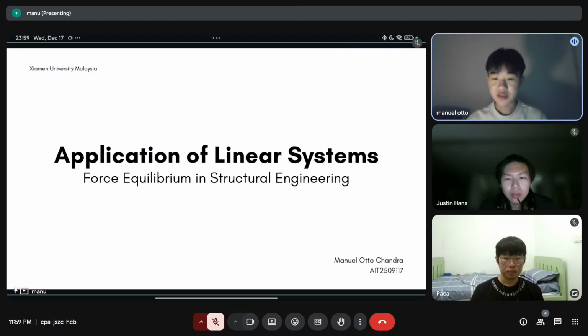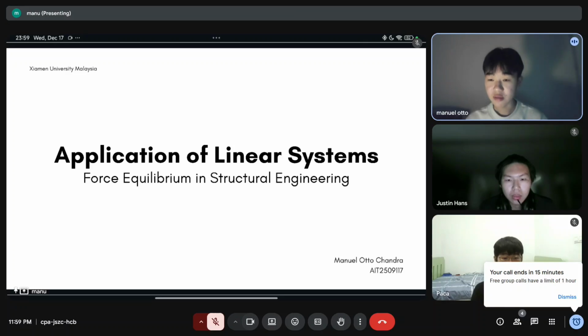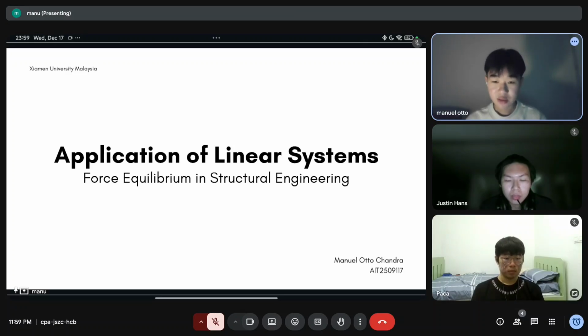Okay, so for the first application, I'll talk about force equilibrium in structural engineering. This topic shows how linear systems are directly used in real structures like bridges and buildings. Basically, we use linear algebra to make sure a structure stays stable and does not collapse.